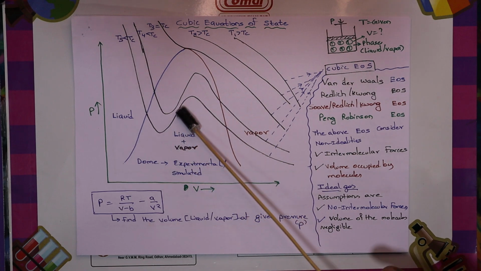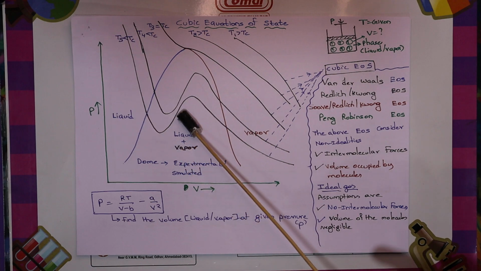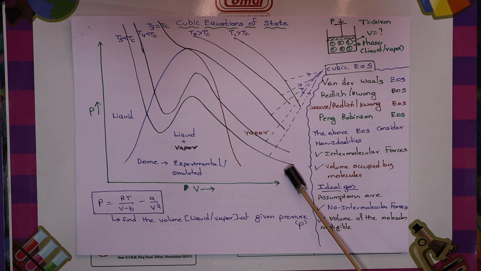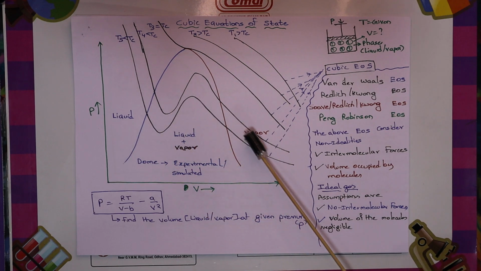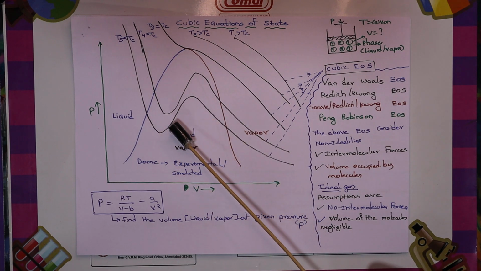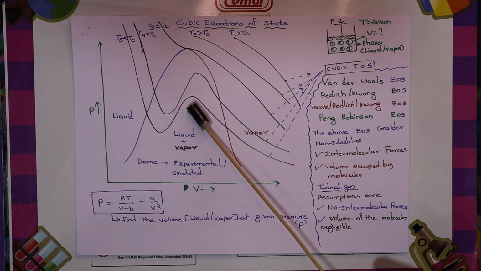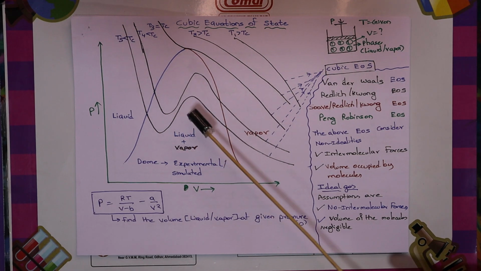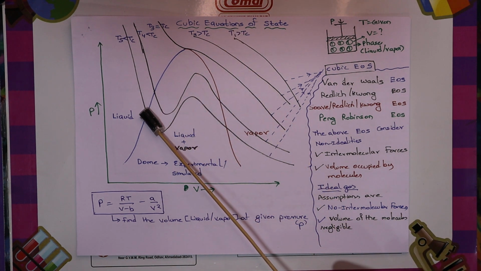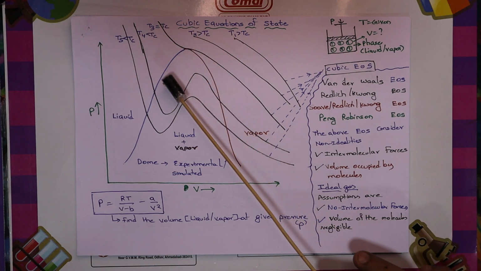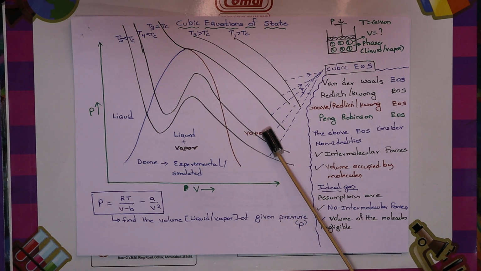But you get some information about the mixed state also, because the line is passing through the vapor plus liquid mixture. In such cases it will give certain volumes which are in between the liquid and the vapor. You should ignore these, because these are unstable states. As far as the cubic equation of state is concerned, you can only judge whether the volume you have calculated is for the liquid or for the gas.